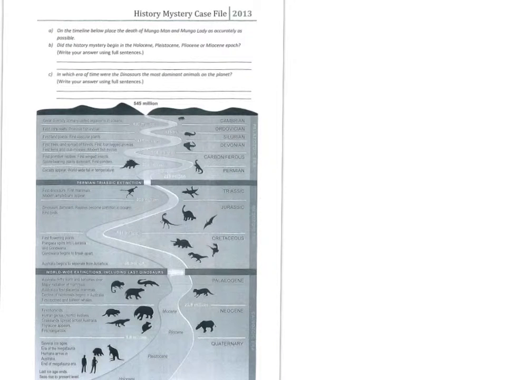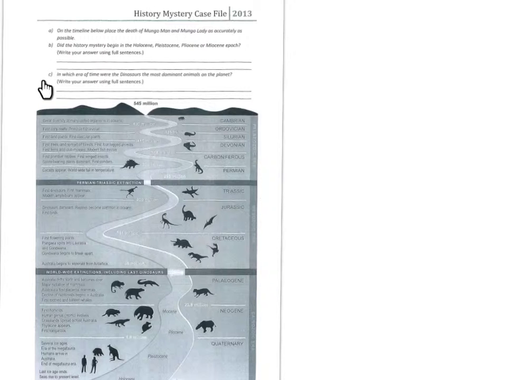Still working within section 3, you can see here that we have a timeline. Question A simply requires you to put a giant X marks the spot exactly where the death of Mungo Man and Mungo Lady would have occurred on this timeline. Question B asks you to write a full sentence explaining when the history mystery began. Which era was this in?